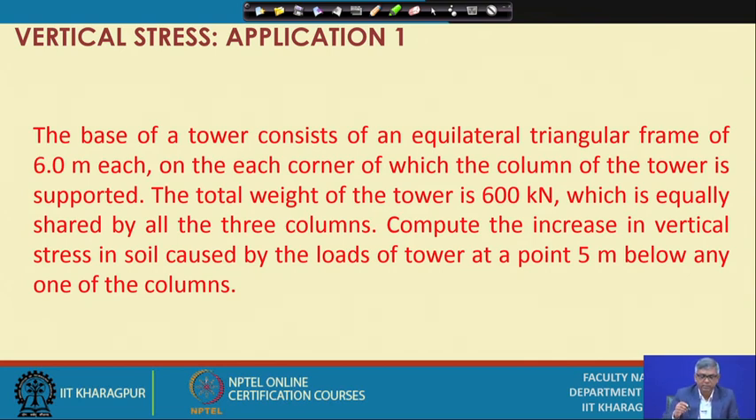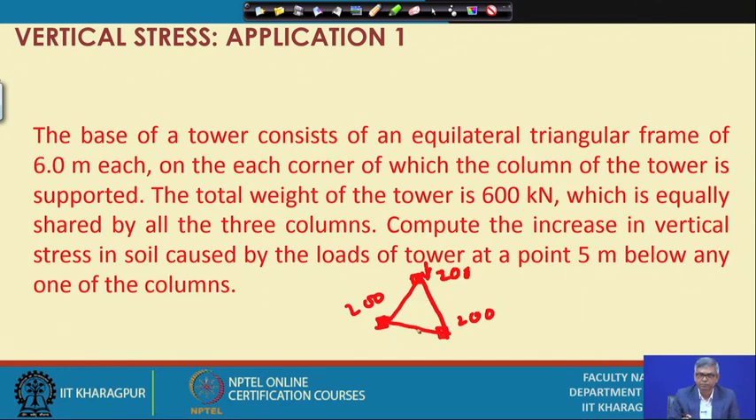That means, we can imagine a tower with an equilateral triangle. One column is here, another column is here, another column is here. The total weight is 600 kilonewton, which is equally shared, so each will be 200. This will be 200, here also 200, here also 200. Now, we have to find out the vertical stress at 5 meter below any one of the footings, so below this footing or this footing or this footing.